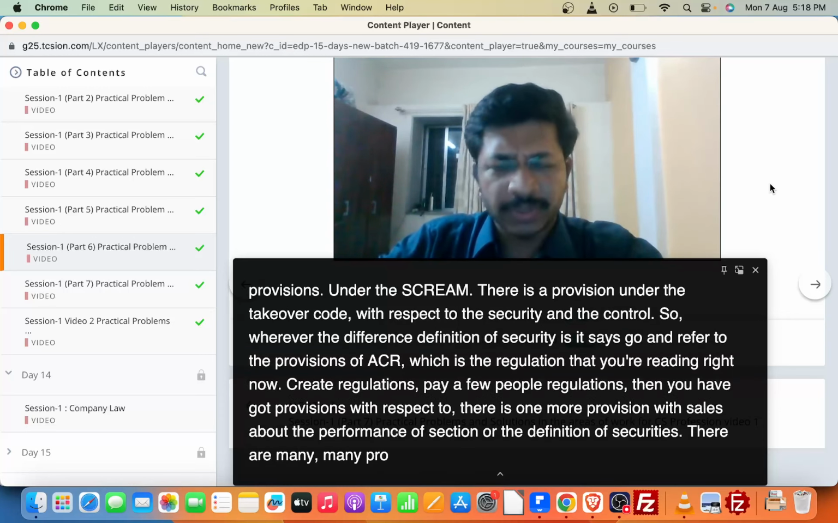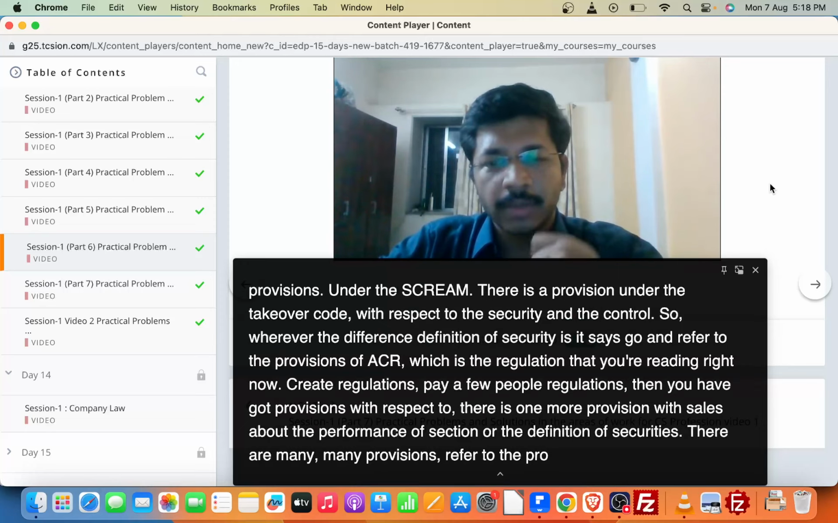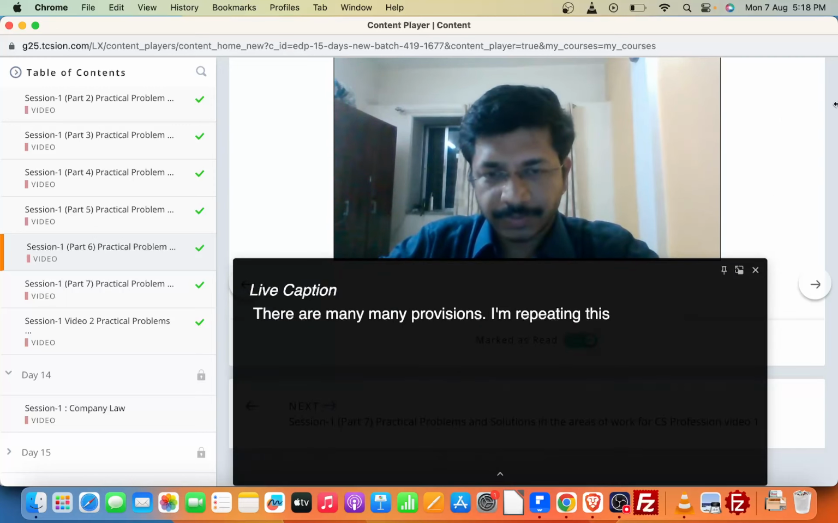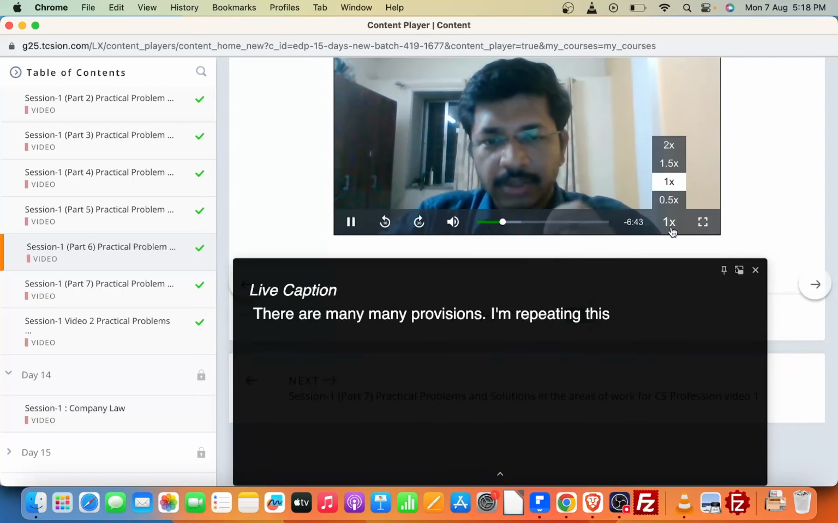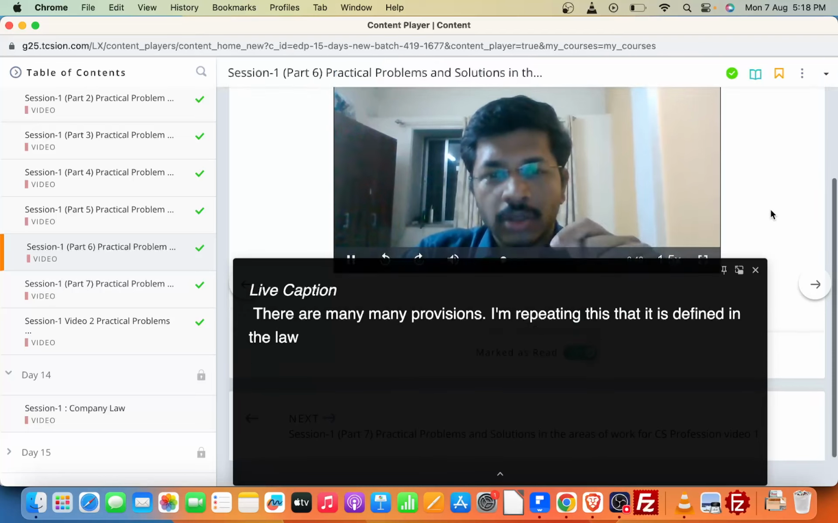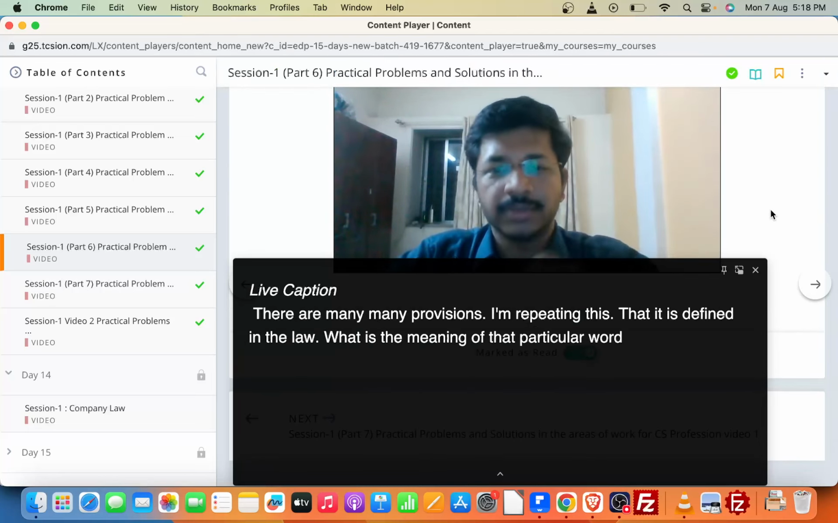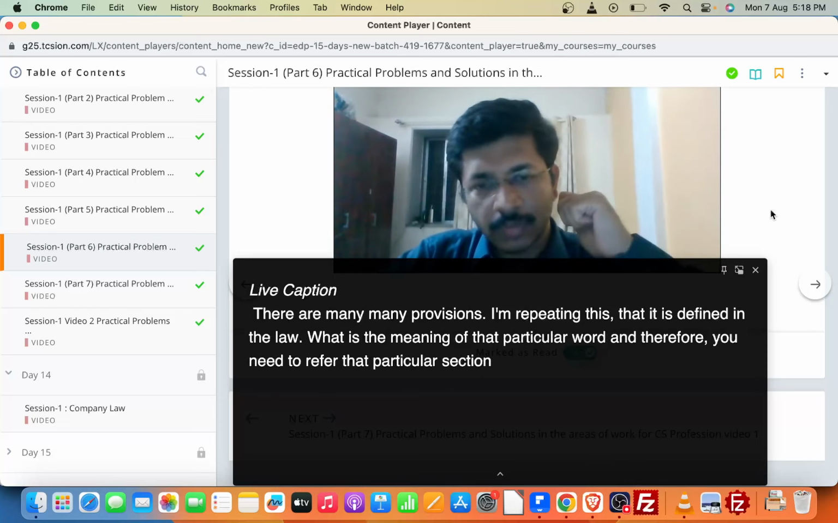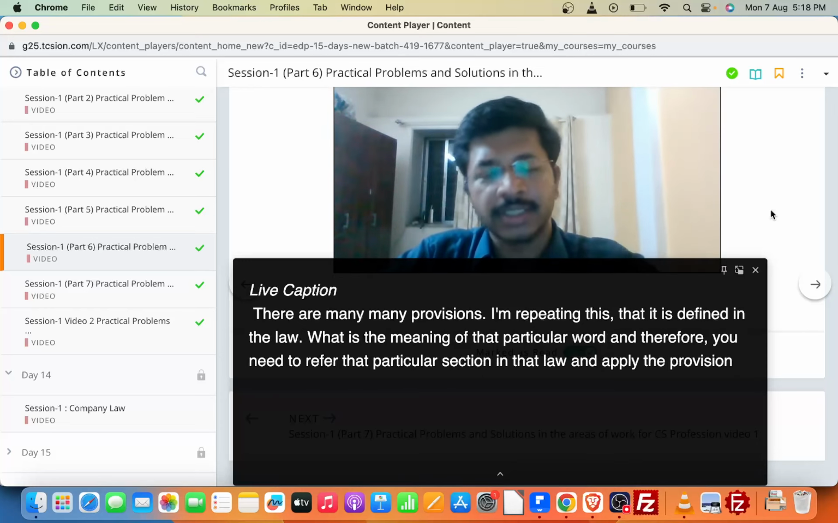There are many provisions. If you refer to Section 68, it talks about buyback of securities. Now, where does this security come from? I'm repeating this: it is defined in the law what the meaning of that particular word is, and therefore you need to refer to that particular section in that law and apply the provisions under the Companies Act.